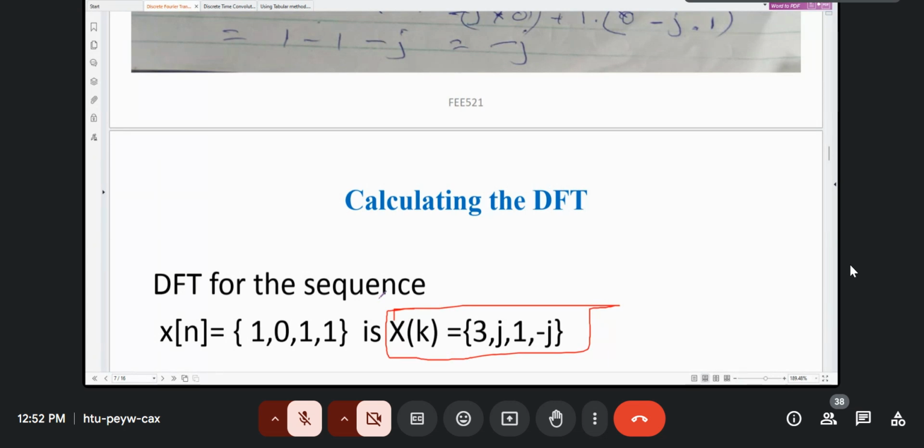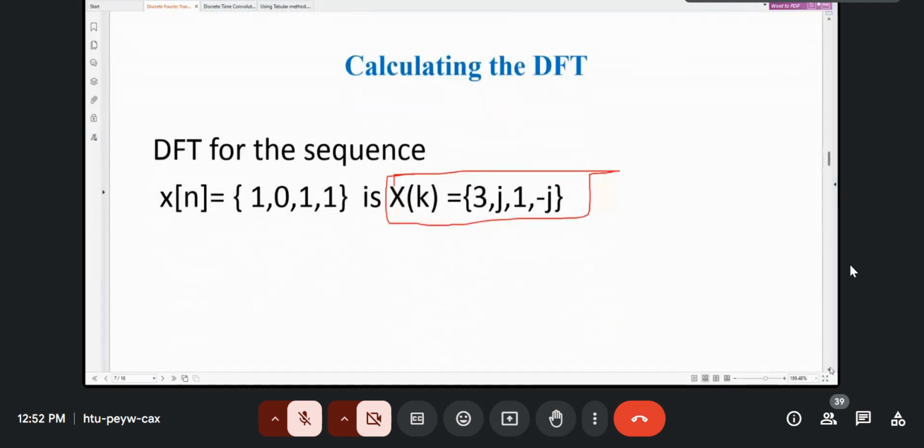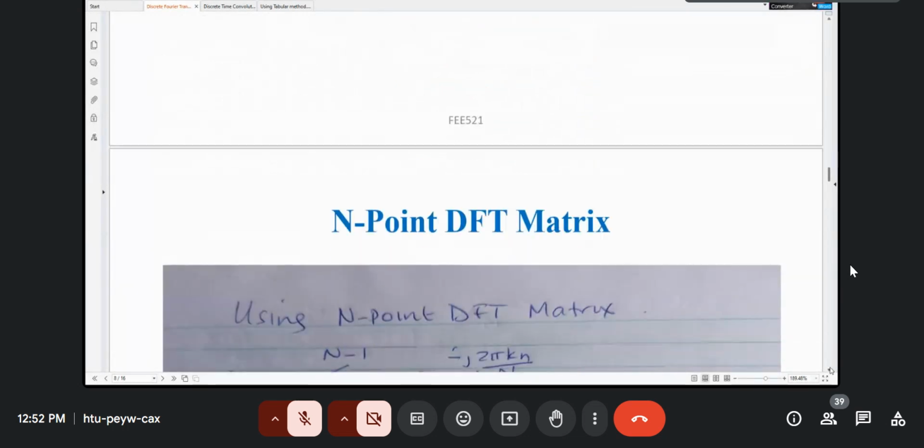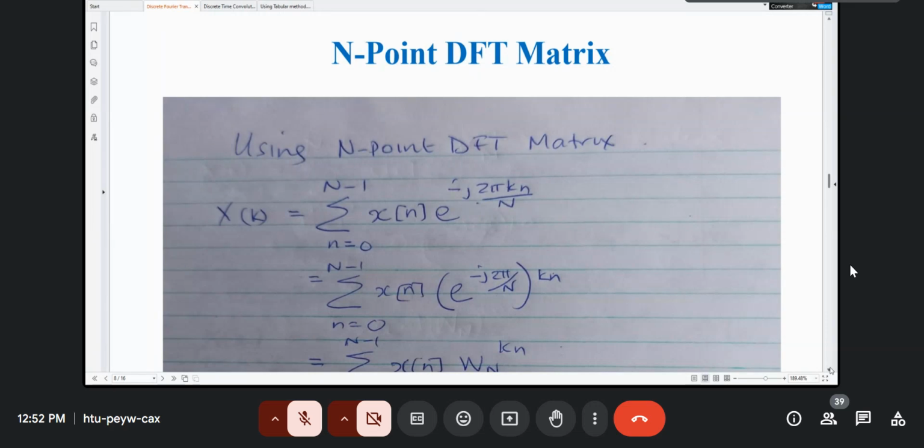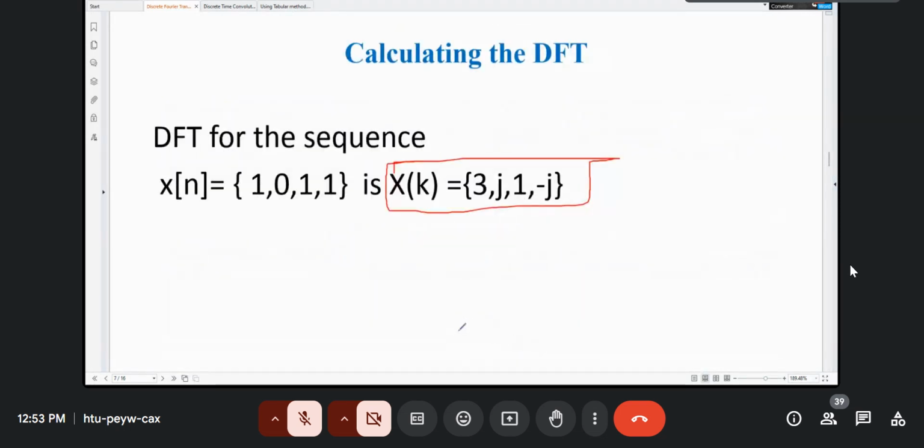So our x of k is that. So that is working directly. That is called direct computation of DFT. But we are saying we can find that by creating the N-point DFT matrix. It makes our life easier. And how do you create that DFT matrix? Does anybody have any problem with what we did, the direct computation of DFT?